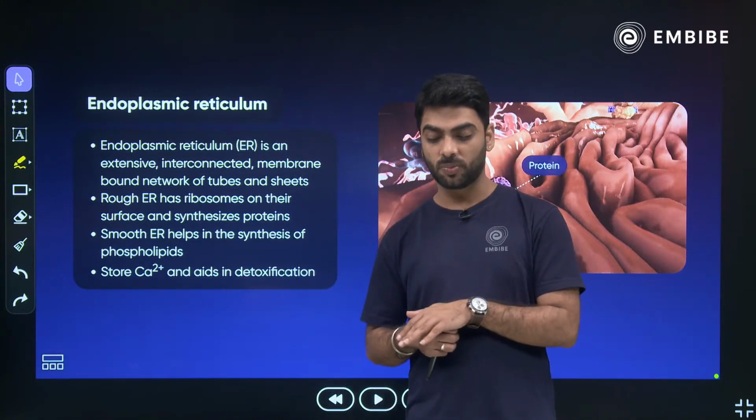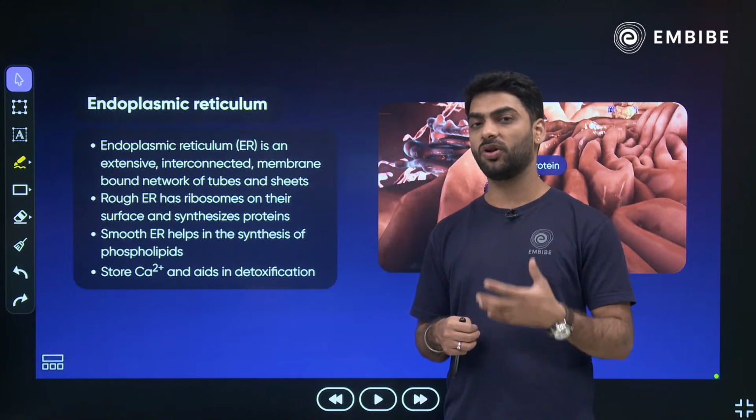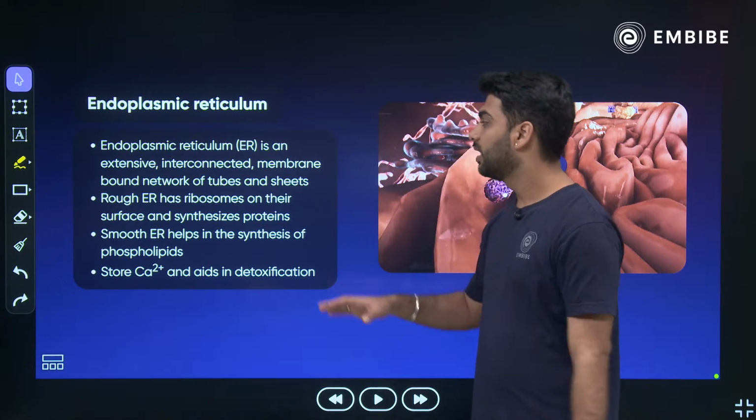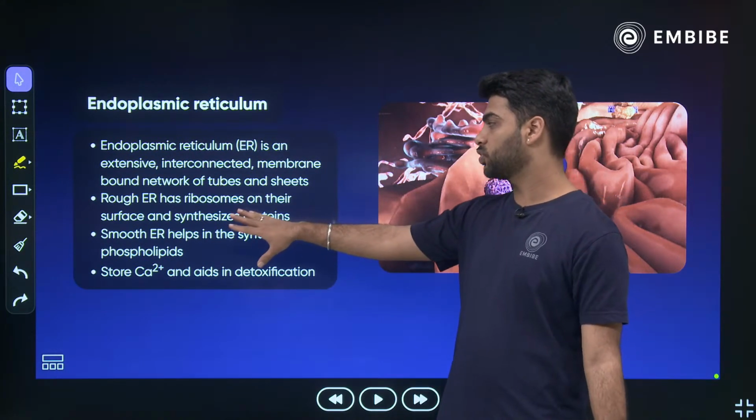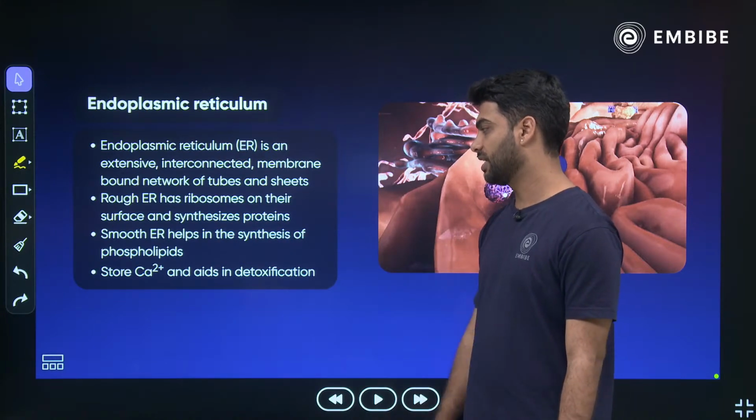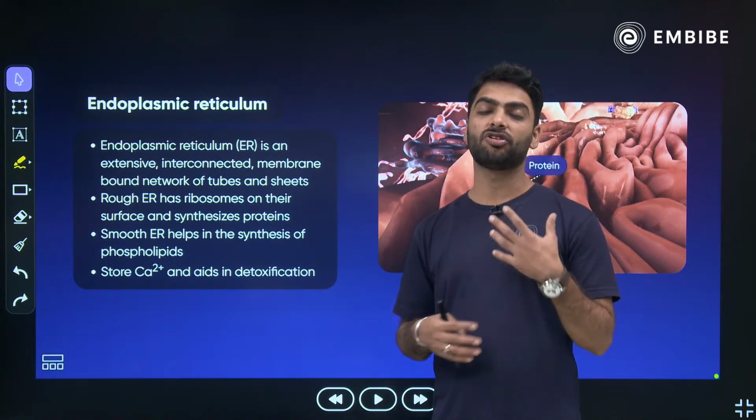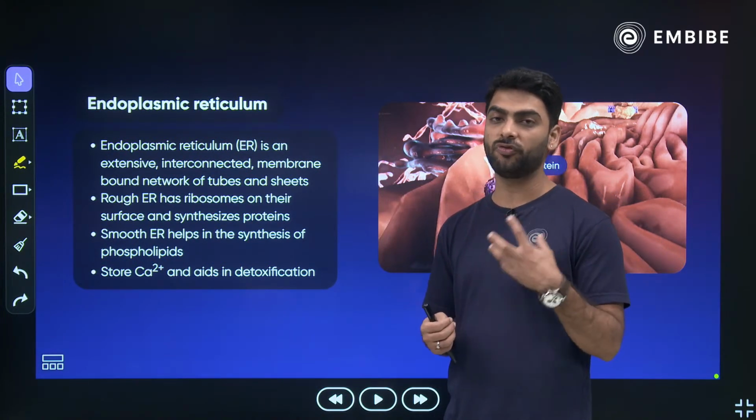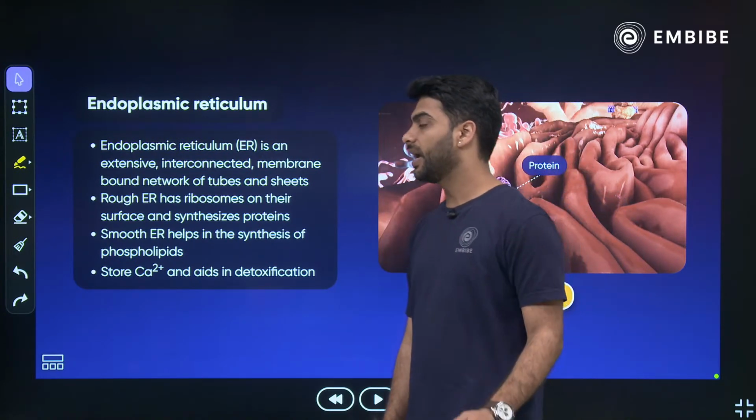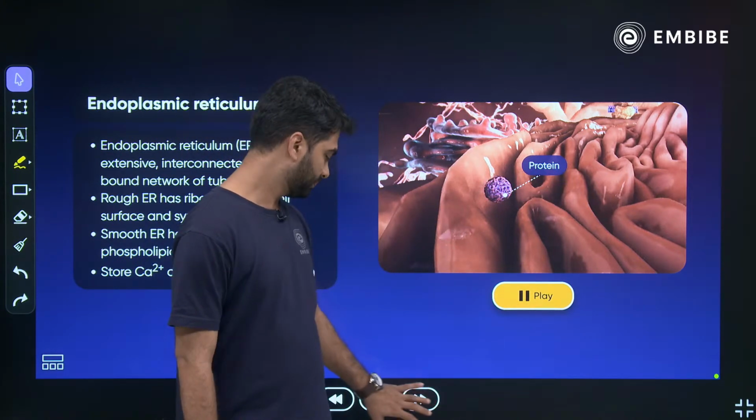SER is the smooth endoplasmic reticulum that makes lipids, and rough endoplasmic reticulum makes the proteins. Okay? Rough endoplasmic reticulum has ribosomes and it makes proteins. Smooth endoplasmic reticulum makes phospholipids. They also store calcium and help in detoxification. It helps in removing any kind of toxins and harmful waste from the cells to outside the body. Okay? Endoplasmic reticulum. It is a network of tubules.